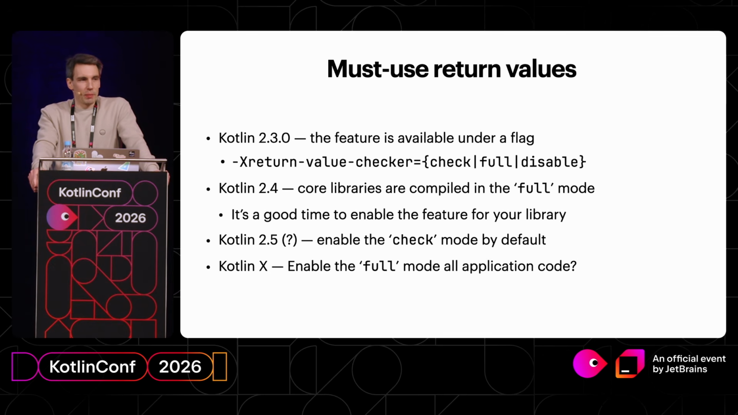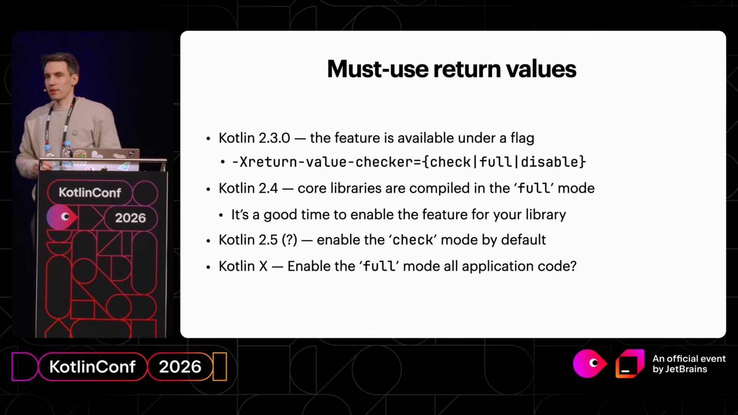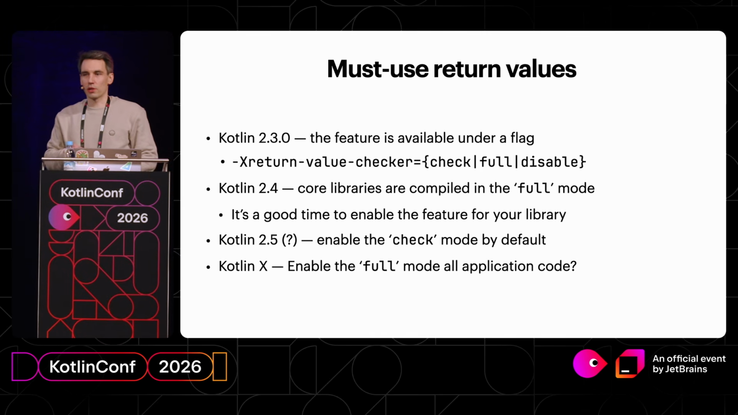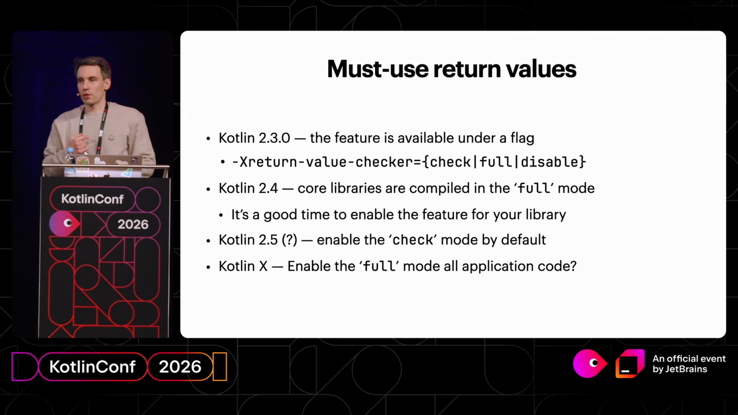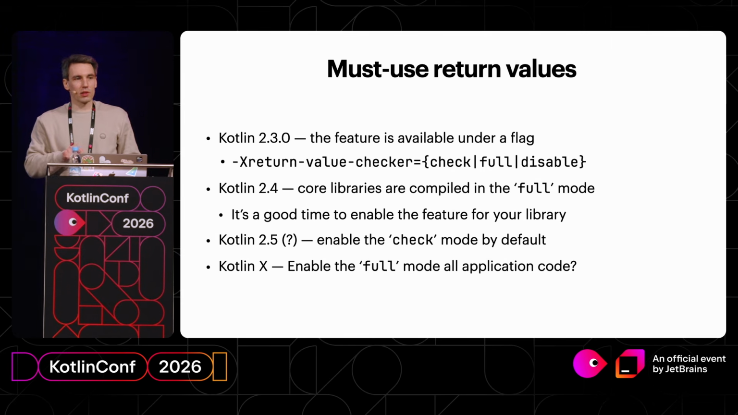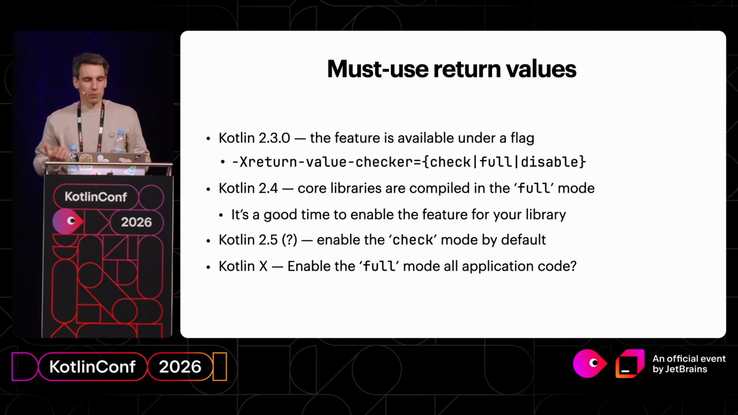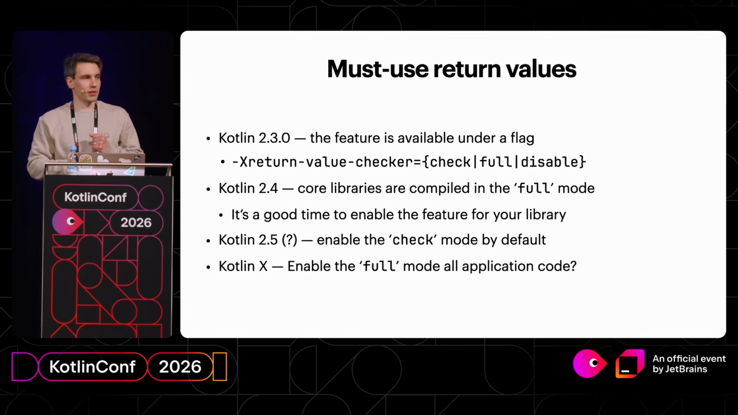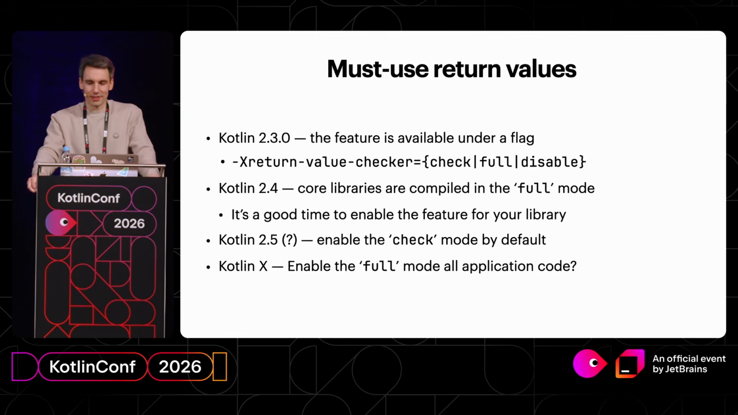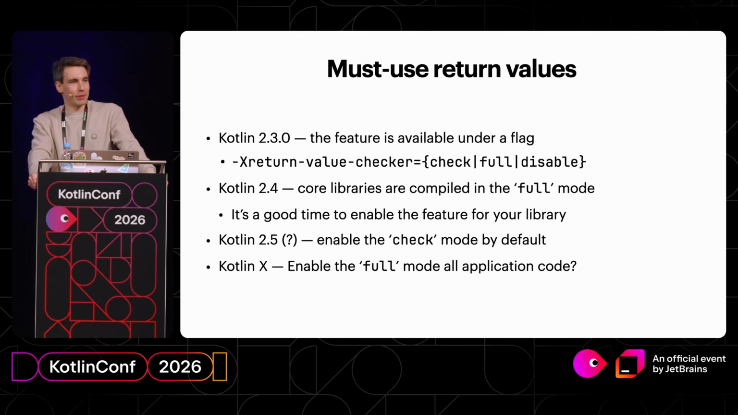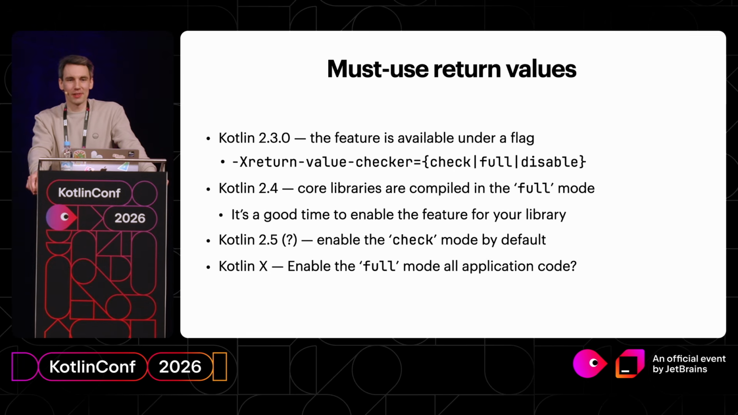And we are aiming to enable this check mode by default in Kotlin 2.5, so that you get warnings when you invoke functions like add, or invoke constructors, and so on. But mostly you'll get warnings only for functions from the standard library and kotlinx libraries. And as Dart embraced the community to migrate their libraries, I encourage you to try this feature and migrate to must-use return values as well, because it's actually a nice default.